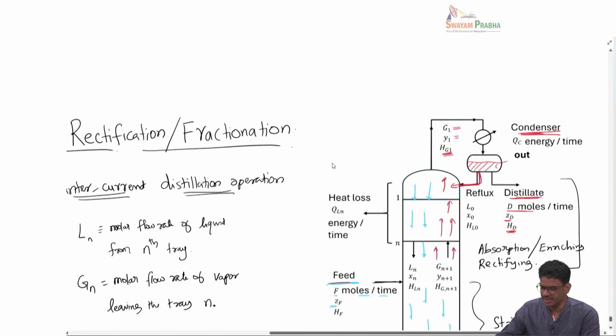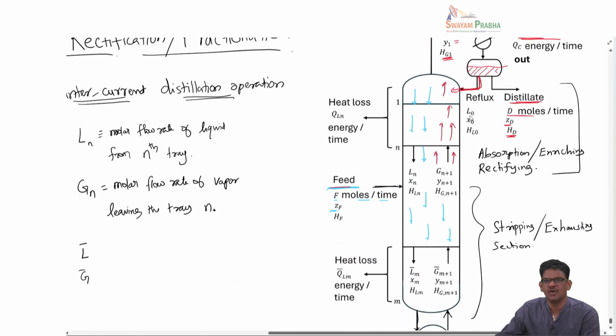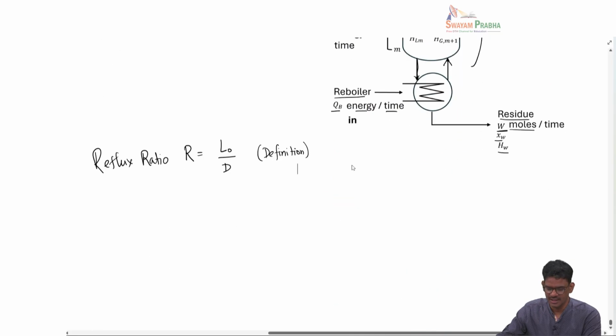L0 is the liquid that is sent back to the column, with molar flow rate L0, and the distillate D is the product that is taken out of the column. The distillate is not coming back to the column; only the reflux is coming back. The reflux ratio is defined as the liquid flow rate sent as reflux divided by the distillate flow rate D. Based on this definition, suppose I say L0 is 0. That means I am not sending any liquid back to the column. This would mean R equals 0.